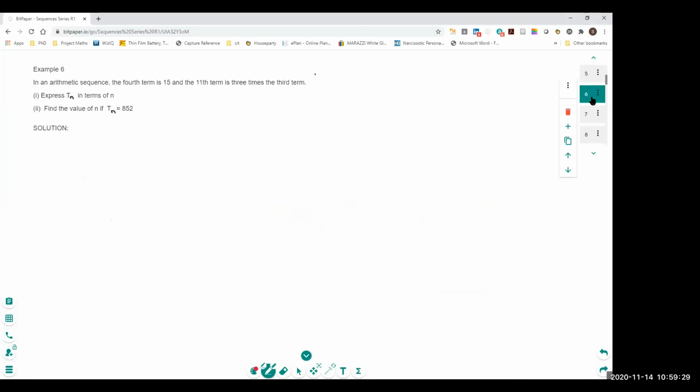So we have an example here again. Right, so we have an arithmetic sequence. The fourth term is 15, and the 11th term is 3 times the third term. Express t of n in terms of n, and then find the value of n if t of n is equal to 852.